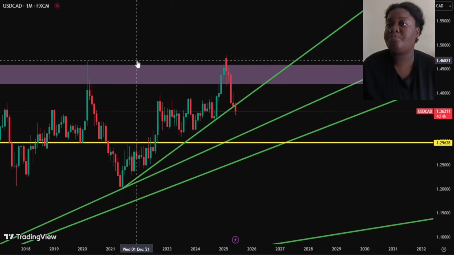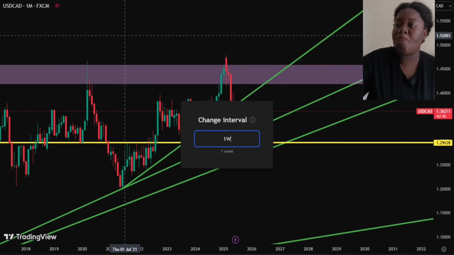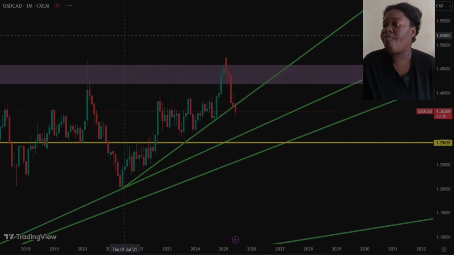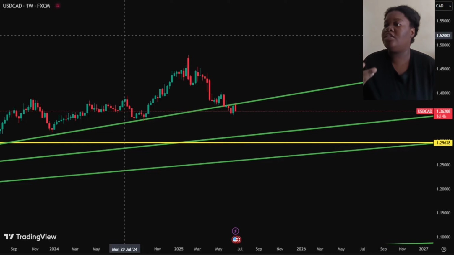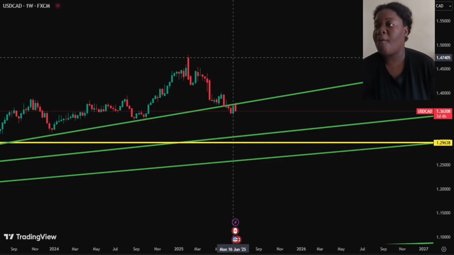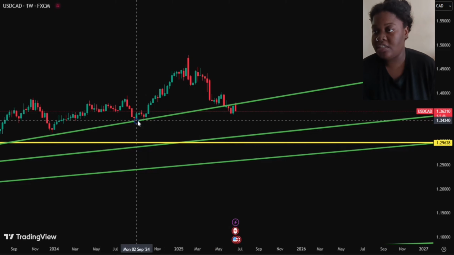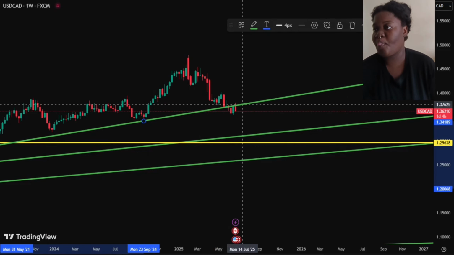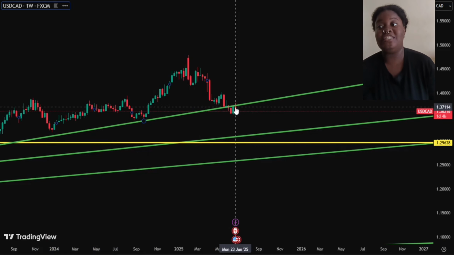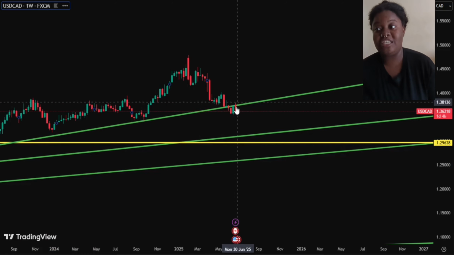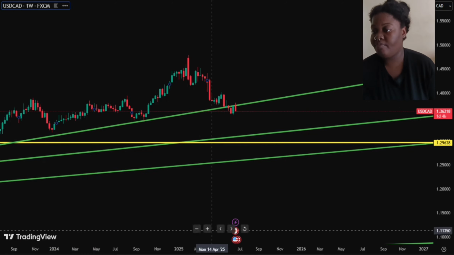Okay, so get off the monthly down to the weekly so we can see more action, and there it is. Here's the action. Let's just adjust this trend line. We already have the retest of the trend line, the break and the retest, this green candle here.